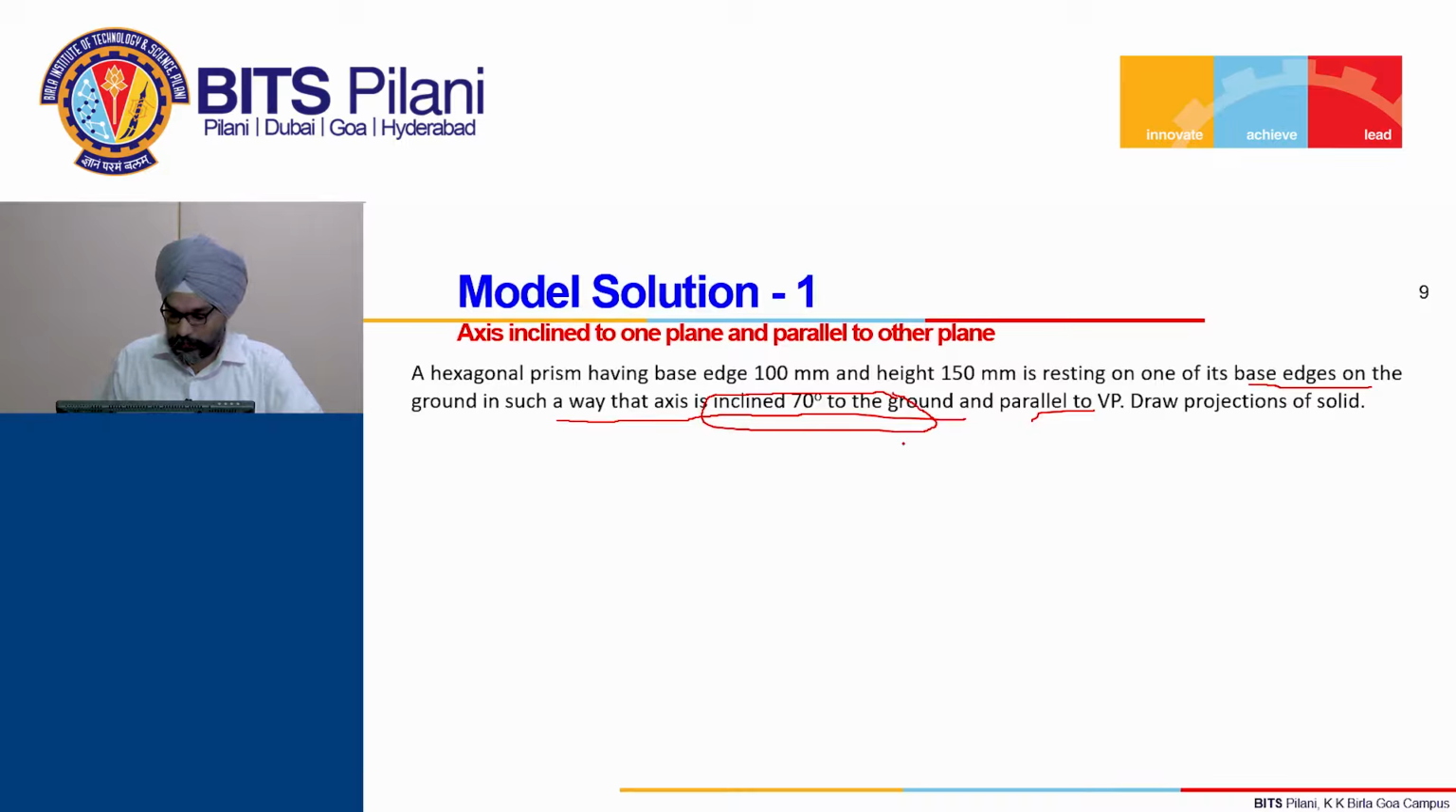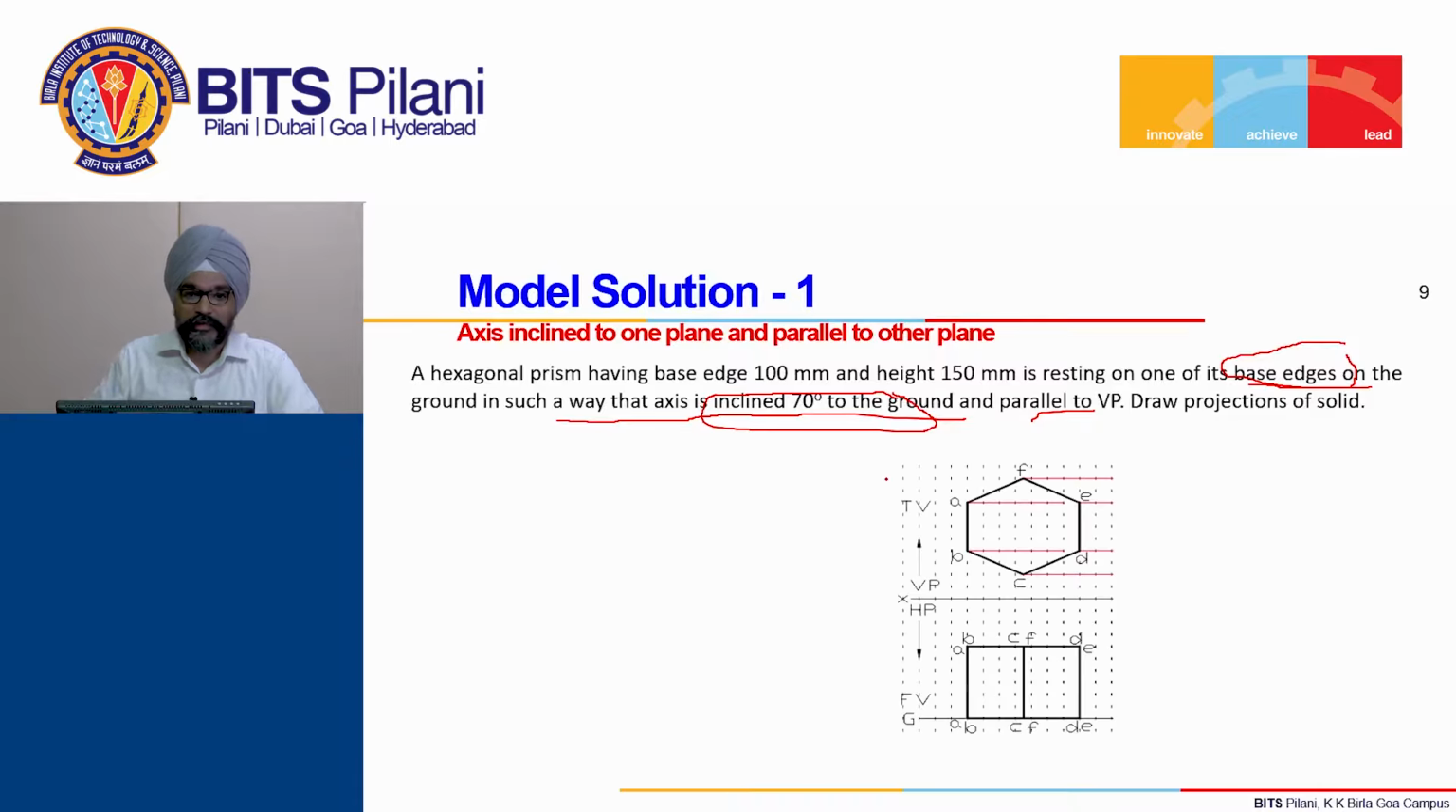How will it help? It will help by ensuring that we get the true shape of the base, because the true shape of the base is defined in the statement, so we need to exploit that. The true shape of the base will show up in the top view, and in the front view the solid will appear accordingly. We have to ensure that the base edge on which it has to rest is perpendicular to the xy line. You can see this is how the initial position can be drawn.